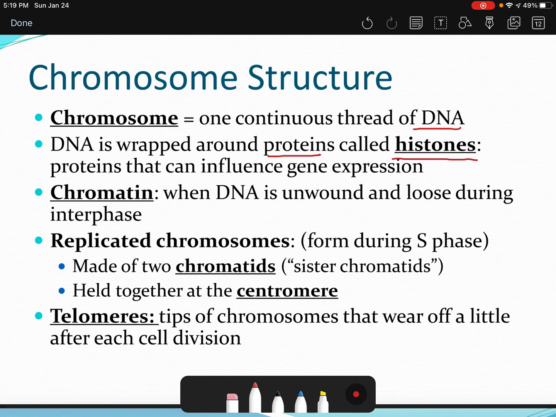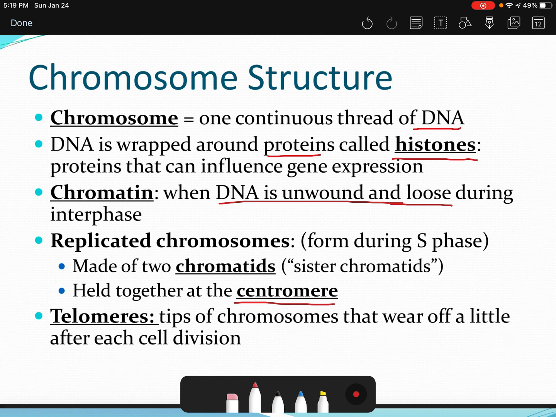Chromatin is when the DNA is unwound and loose during interphase. A replicated chromosome is made up of two chromatids. That means that these single chromosomes have identical information, and they get held together by the centromere.